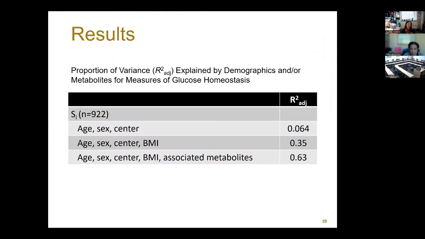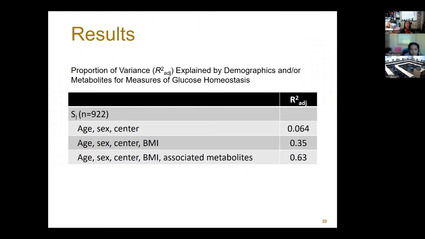This is just seen here in tabular form. We looked at the proportion of variance explained by demographics and/or metabolites for those measures of glucose homeostasis. This was looking particularly at insulin resistance, where we looked at 922 samples. In a minimally adjusted model, so only accounting for age, sex, and center, we account for about 6% of the R squared. And this increases to 35% with the inclusion of BMI, and then to 63%, so almost double, with inclusion of those associated metabolites.